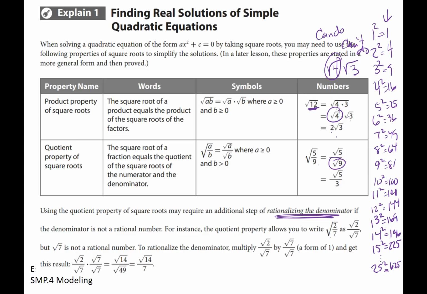For instance, the quotient property allows you to write the square root of 2/7 as square root of 2 over square root of 7. But the square root of 7 is not a rational number. It's an irrational number. To rationalize the denominator, you multiply square root of 2 over square root of 7 by square root of 7 over square root of 7, which is basically the number 1. Multiplying by itself gets us the radical out of the denominator. This is the result. So square root of 2 times square root of 7 is square root of 14. You multiply insides together. Square root of 7 times square root of 7 is square root of 49. And so the square root of 49 is 7. Most of the time, students at your level know a radical times itself is whatever's inside, and we skip this step in the middle. Okay.